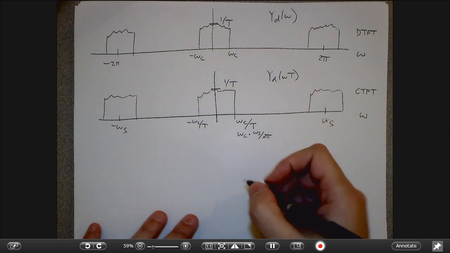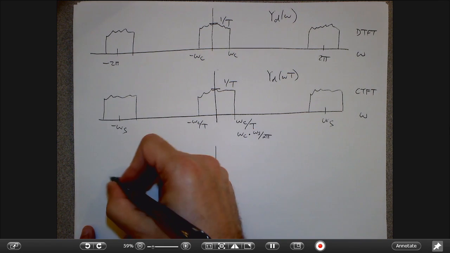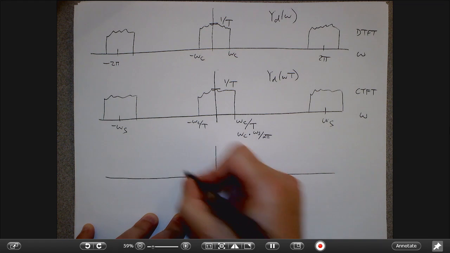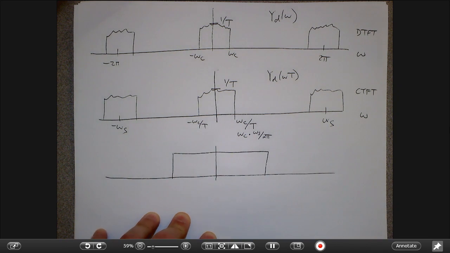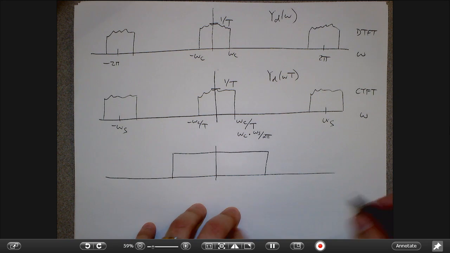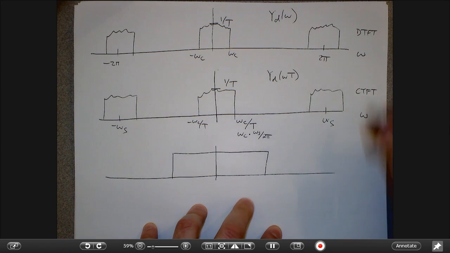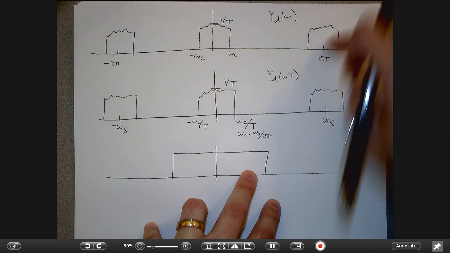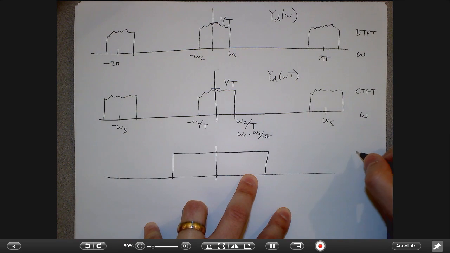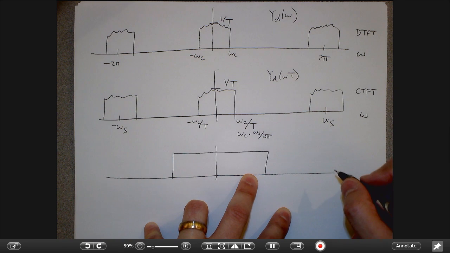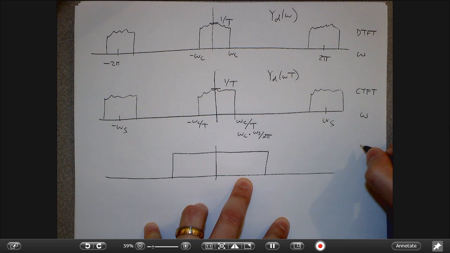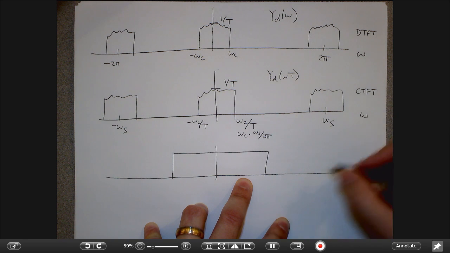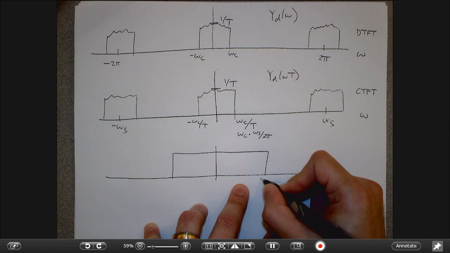And then I do my reconstruction filter to notch out the middle copy. That reconstruction filter you can think of as operating either in discrete time or in continuous time. Think about this for a second. In continuous time, that filter is going to have basically a bandwidth of this, pi over T.